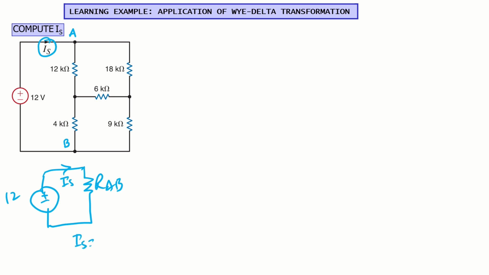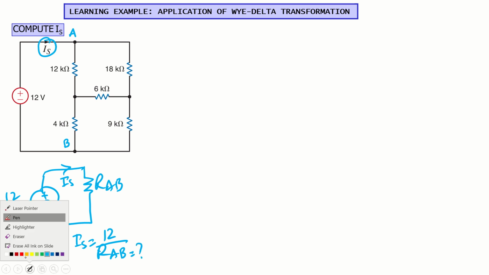So IS will be what? Voltage divided by that resistance value. Okay. Now how can we find that equivalent resistance value? We need to look at the circuit from the end of the point. So if you look at the end of the circuit, what can we see here?